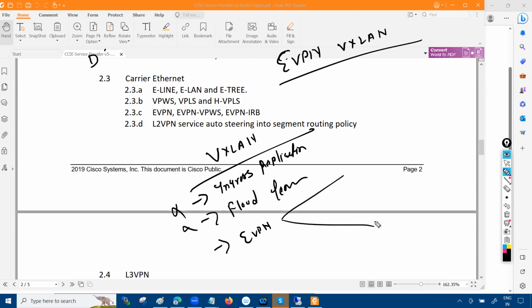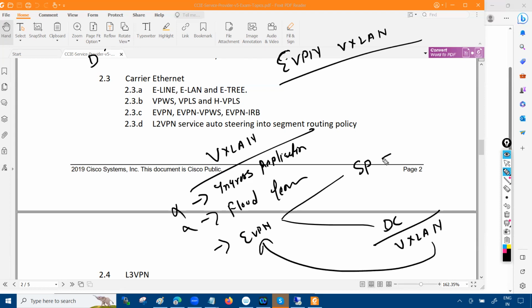eVPN is for the service provider and the data center too. So in a data center, what happens? We have VXLAN to support the eVPN. In the service provider, we have MPLS to support the eVPN. This is the problem with most of the people in the market right now. They think that VXLAN means data center. First of all, when VXLAN comes into the picture, people think about the data center. No, it's not like that.